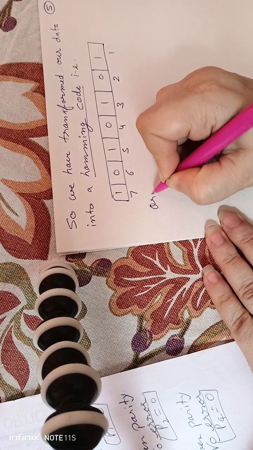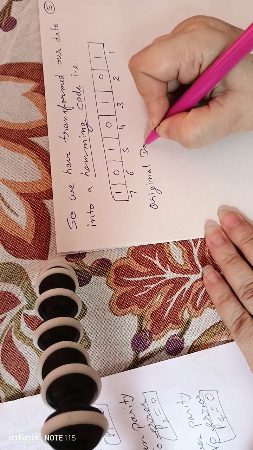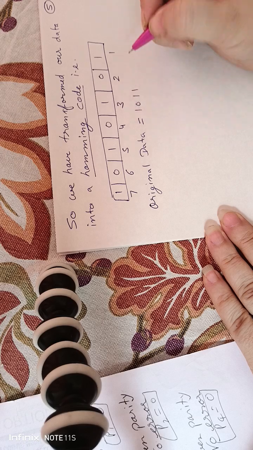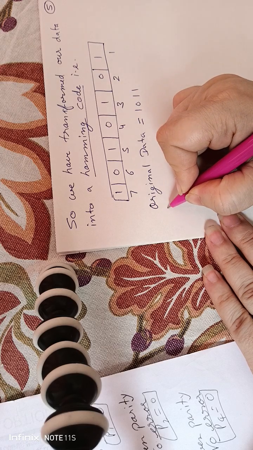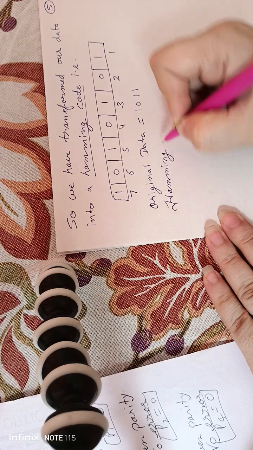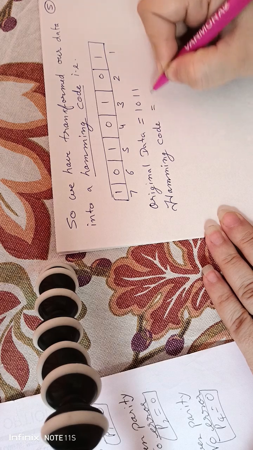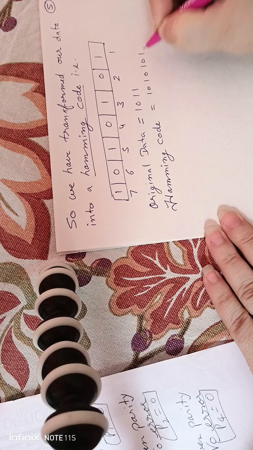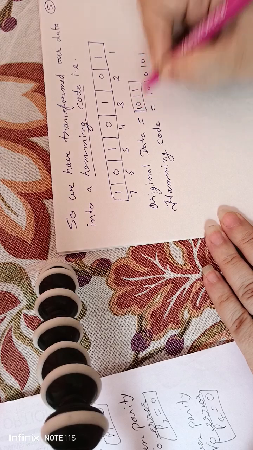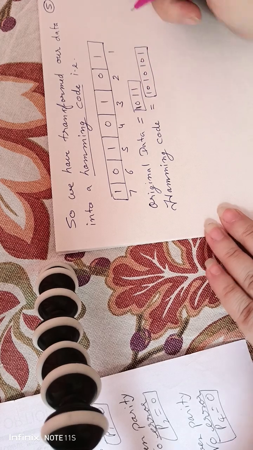So if you see, the original data was 1011 and the Hamming code is equal to 1010101. So this was the actual one, and this is the Hamming code that we are going to transfer.